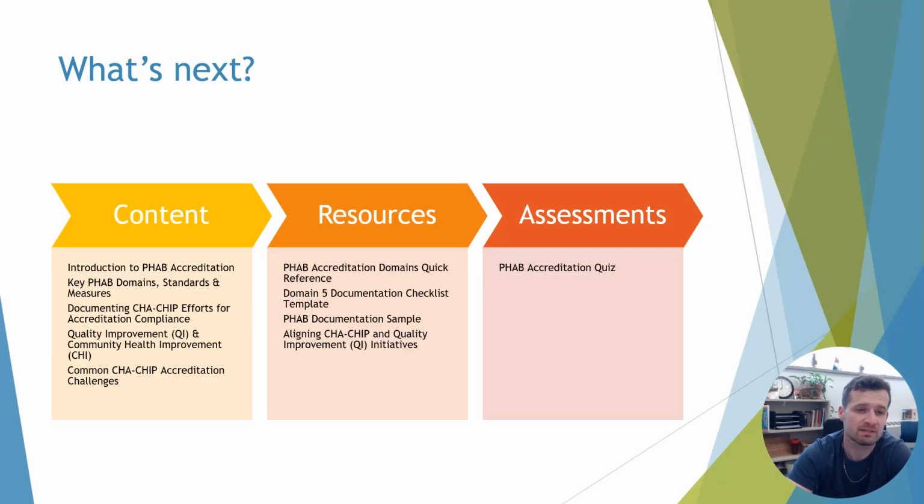So what's next? Well, the content is a series of presentations: introduction, key domain standards and measures, documenting for accreditation compliance, QI and CHI, or quality improvement and community health improvement, very similar how they tie together, and then common CHA-CHIP accreditation challenges. Then a few resources: domains quick reference, domain 5 documentation checklist template, PHAB documentation example, and then aligning CHA and CHIP and quality improvement initiatives, and then finally a quiz to culminate it all.